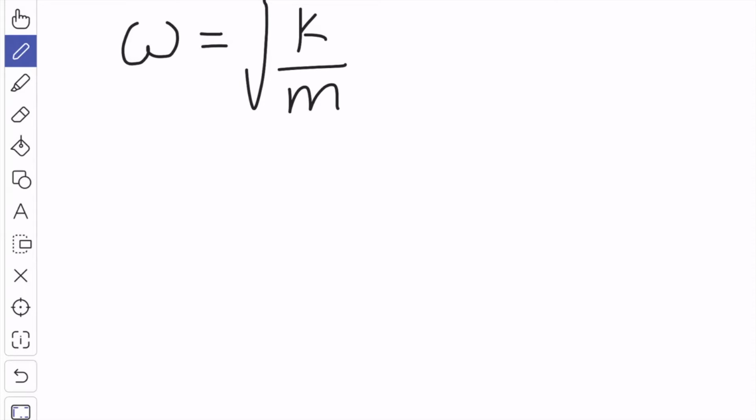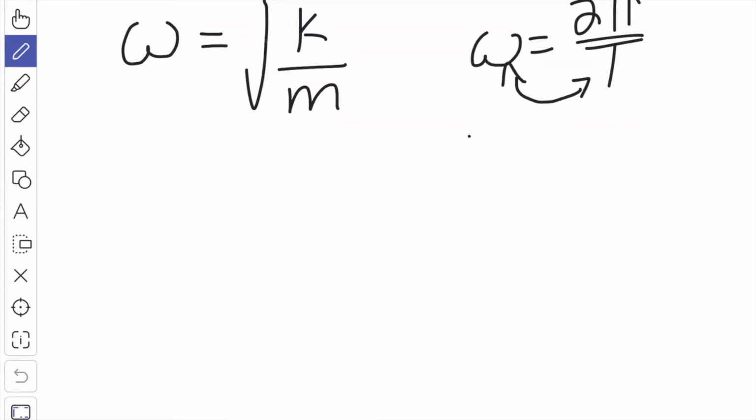If you remember from the first video, we learned that omega is equal to 2 pi, one time around a circle, over T, the period. Well, if we rearrange that a little bit, let's switch the period and the angular frequency. Then what we get is period equals 2 pi over omega.